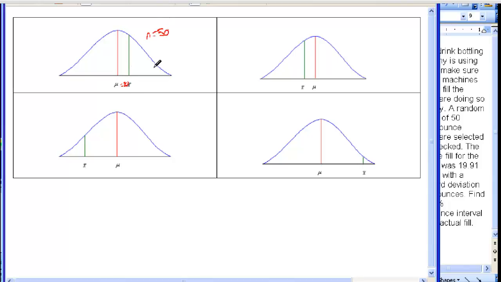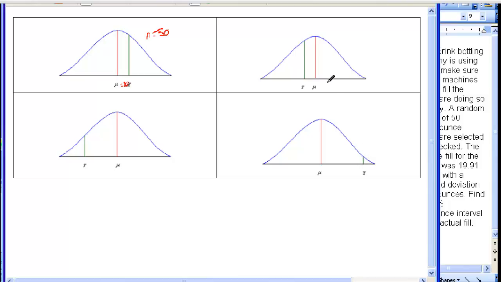and they find a sample mean, that sample mean could be a little bit to the right of 20 ounces, assuming that this is the actual population distribution. It could be a little bit to the left. It could be a lot to the left, or it could be a lot to the right.